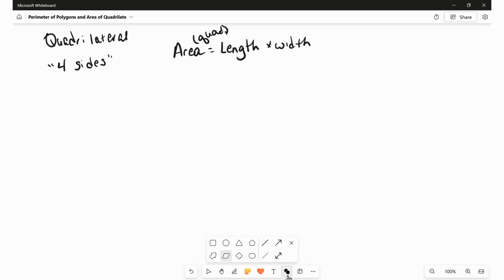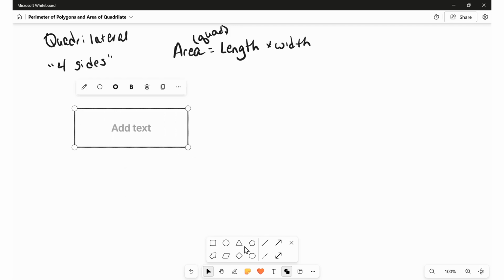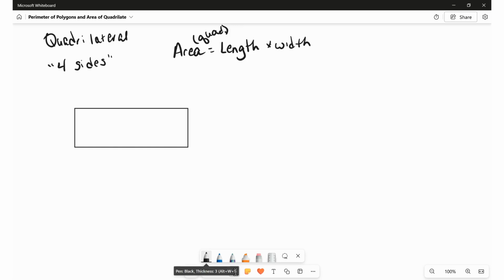So if you have a rectangle, which is one of our most common quadrilaterals, and we're going to say that this is 3 inches, and we're going to say that this is 7 inches. Well, the area is length times width. So the length of 7 inches times the width of 3 inches.